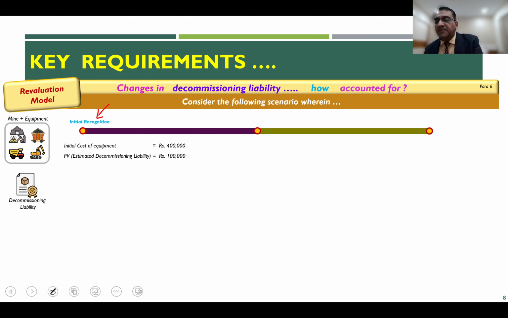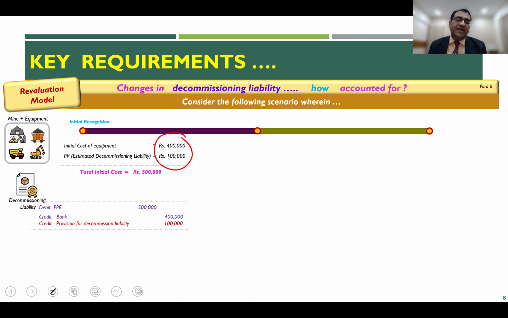Now, for this mine, the mining operations have an attached decommissioning liability. And therefore, as we have seen in the earlier video, you have to estimate the present value of the decommissioning liability when the mine is surrendered or you wind up the operation. Now in this example it has been assumed that the entity has computed the present value of such decommissioning liability to be 1 lakh rupees. Now what happens? We have seen that this entire amount, 4 lakh plus 1 lakh, the entire 5 lakh would be recorded as the property, plant and equipment.